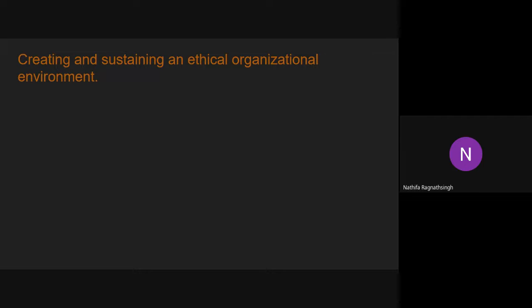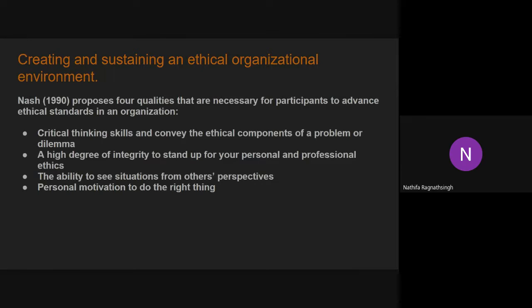Creating and sustaining an ethical organizational environment. This is where we understand and apply ethical theories and models that operate from organizational values or codes of conduct, as well as being aware of your own moral development and that of others in your organizations, and help them create and sustain an ethical organizational environment.